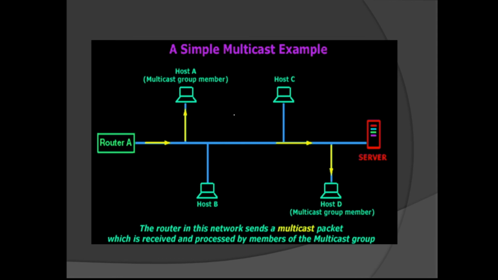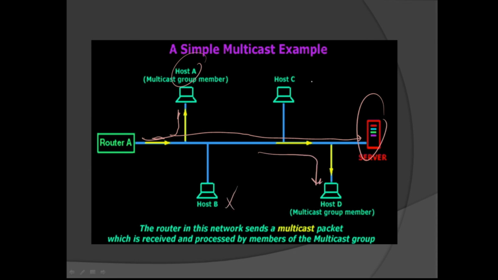And we have the simple multicast transmission. So router A sends data to host A, to server, and to host D. Okay, but not on host B and host C. So meaning to say, this is a multicast transmission. So meaning to say, it is data being sent by one computer to many computers on the network, but not all computers on the network. Kasi if that is all computers on the network, that is a broadcast transmission.